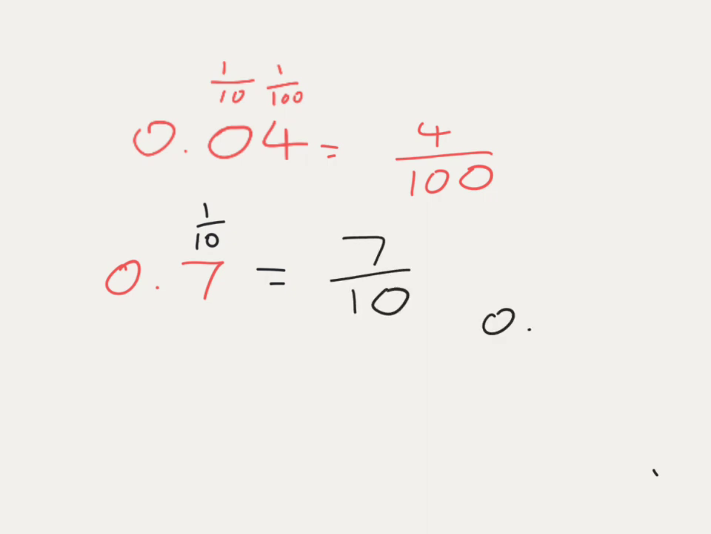If I have 0.65, I look at the last column. So the last column here is hundredths, so I have 65 hundredths. Just wrote that wrong. 65 hundredths. A few more like that.